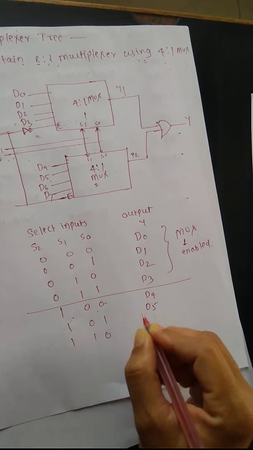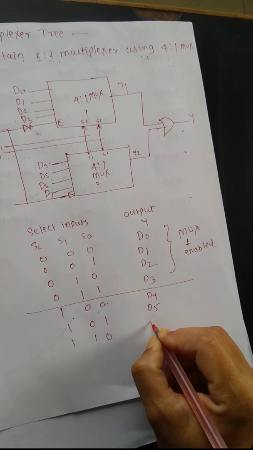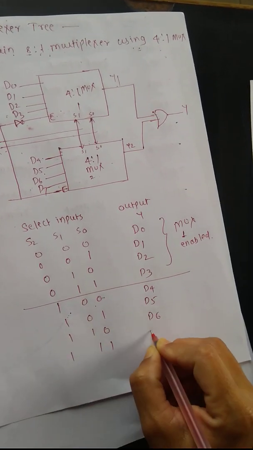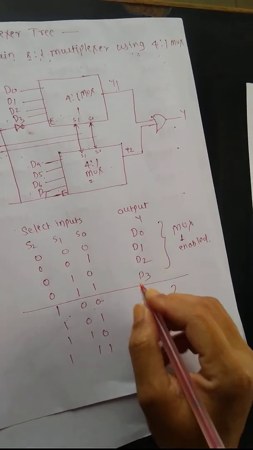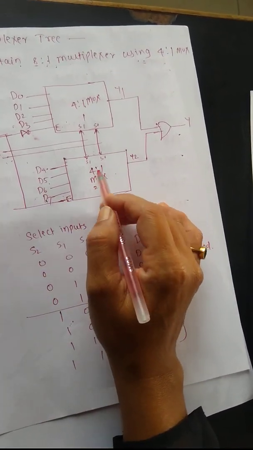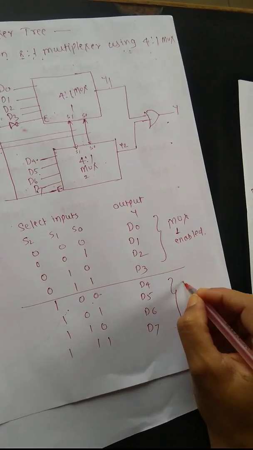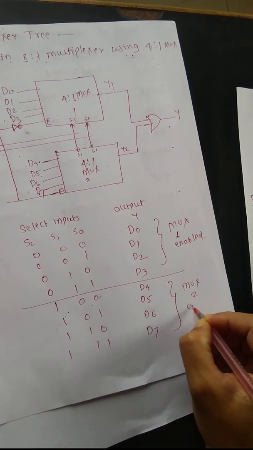Next, 1, 1, 0, that input data line is selecting D6. So we get the output as D6. 1, 1, 1. That is D7. These input lines D4, D5, D6, D7 are for the second multiplexer, and we get that output Y as D4, D5, D6, D7. So mux 2 is enabled.